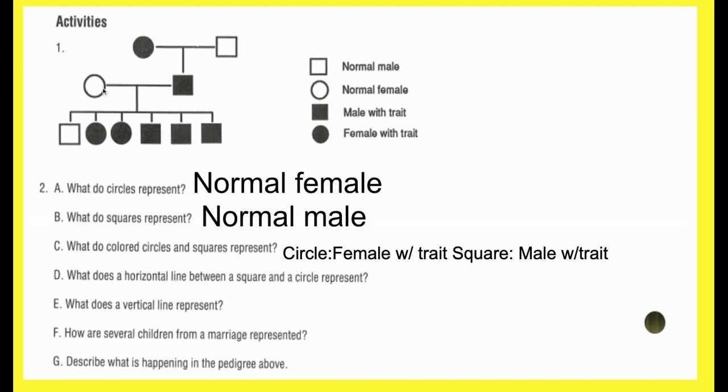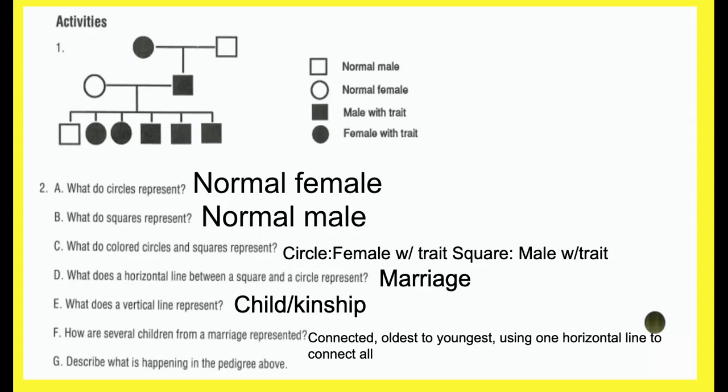Horizontal line between two people, this line right here, means that these people are married. So this person married this person. Notice there's no connection other than that. And then a vertical line between two people would represent their kinship. So they had a child. This person married this person, had this child. Then their child married this person and had these children, okay?